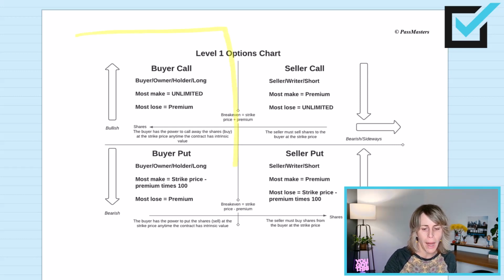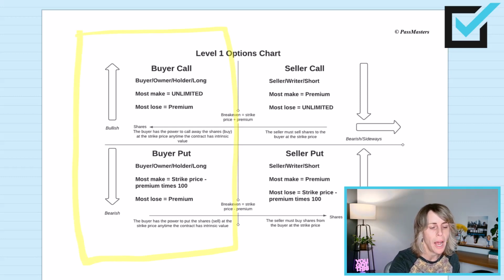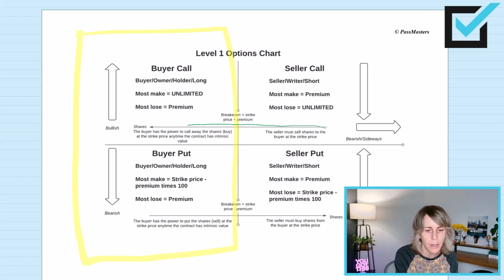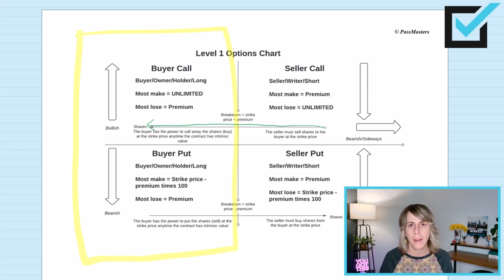So the buyer of an option has the power. You need to know the synonyms for the buyer. The buyer is also called long, or the holder of the option. They have the power to do something. In the case of buying a call, they are paying a premium for the ability to call away the shares. So the direction of this arrow on the chart is very important. If the option is exercised, the buyer's going to buy the shares at the strike price.